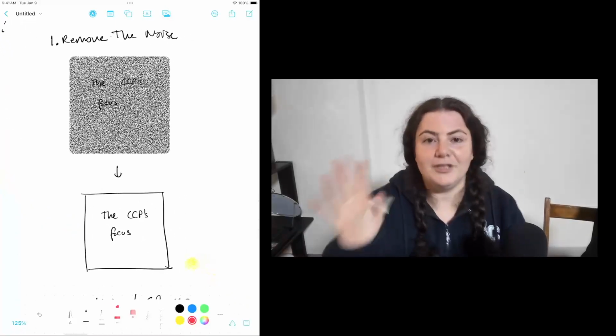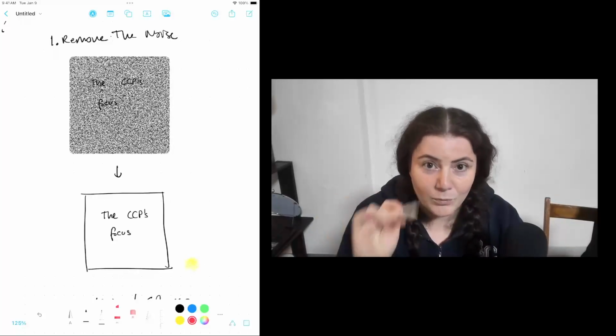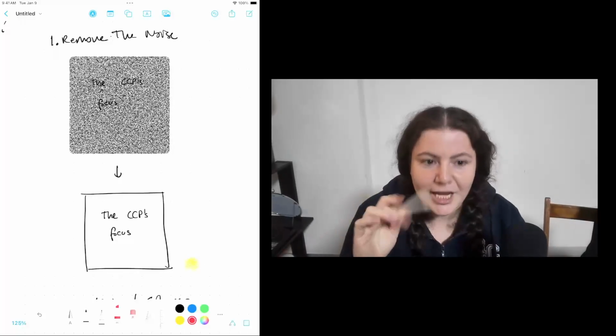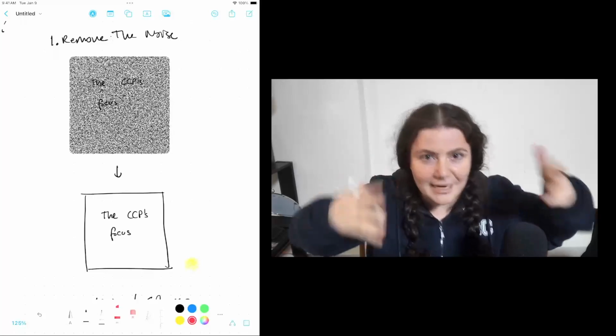Okay, so my first pointer is to remove the noise. You can see here I put a little diagram with white noise, and I put the same message in both: the CCP's focus. You need to remove the white noise that exists in the document to be able to hear and see the CCP's actual focus a little bit better.